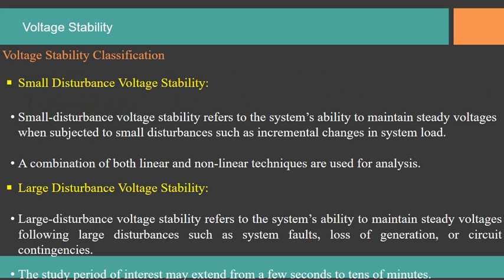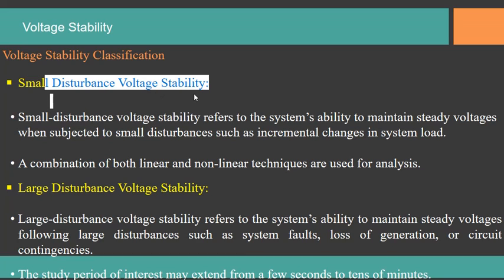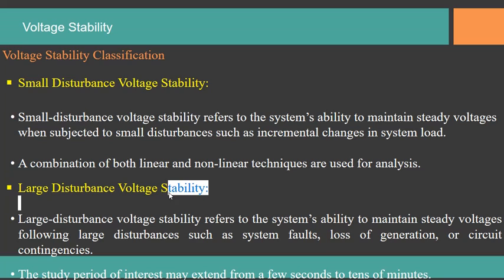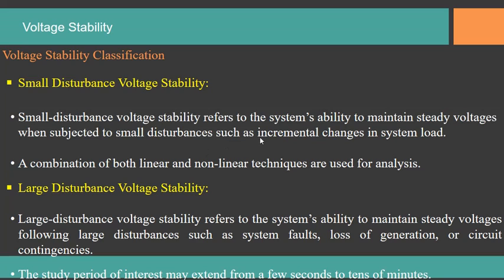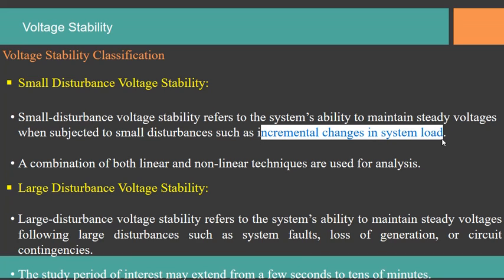Now voltage stability is classified as small disturbance voltage instability and large disturbance voltage instability. Small disturbance voltage stability refers to the system's ability to maintain steady state voltages when subjected to small disturbances such as incremental changes in system load. As I said, the load is dynamic.